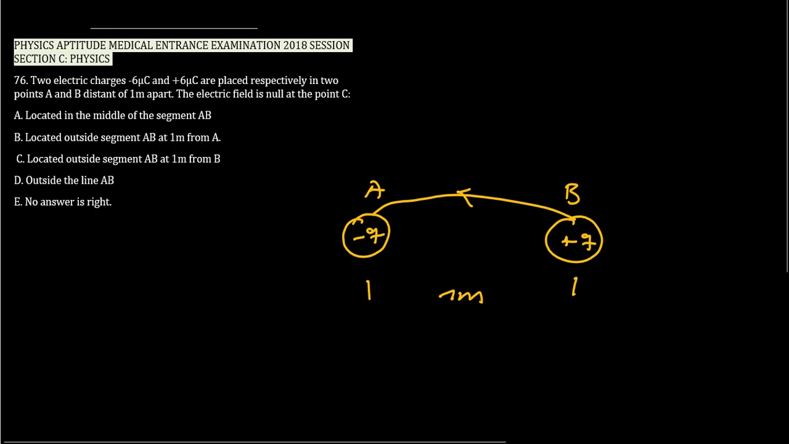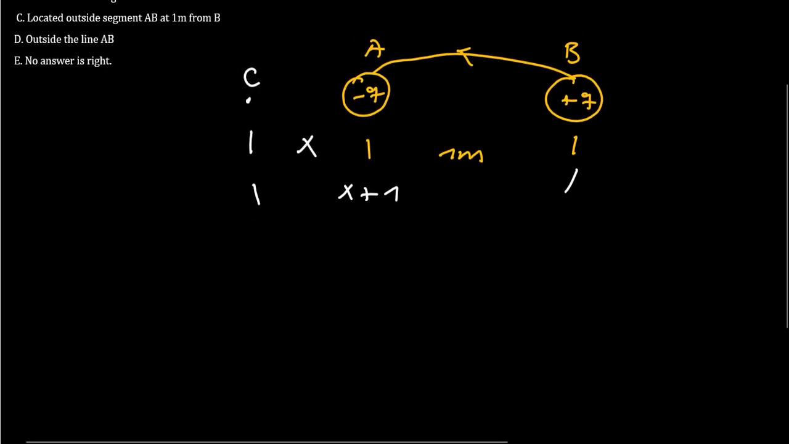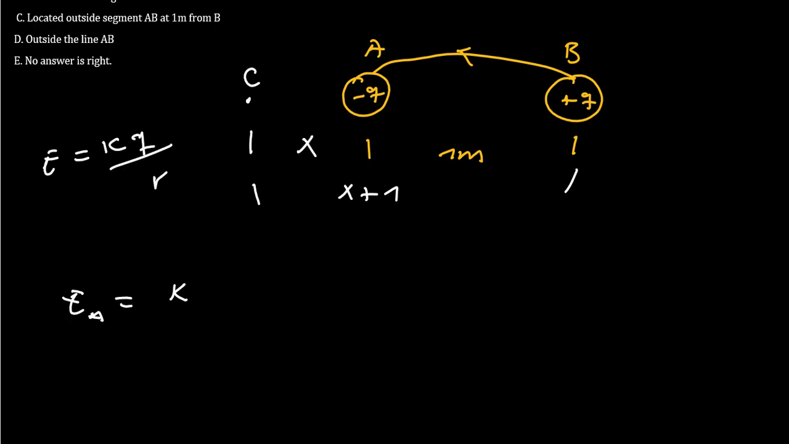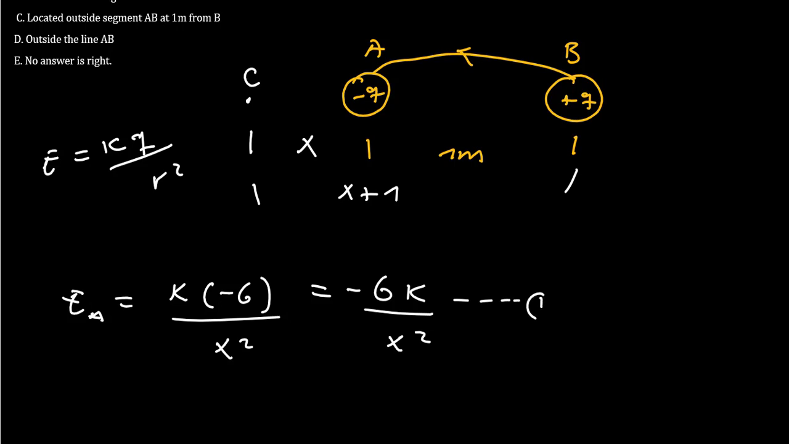So if we define the point, let's say that's the point C, such that the distance from A to C is x, and so the distance from B to C will simply be x plus 1. So we can now calculate the electric field strength which the charge A is going to have. The electric field strength felt on C due to charge A, that's the charge negative Q. So we have the electric field strength E given by KQ divided by R squared, and so this will be K into -6 microcoulomb divided by R squared. So the distance from A to C is x, squared, from where we have -6K divided by x squared. That's going to be equation 1.